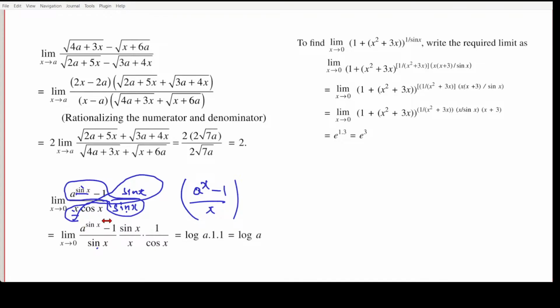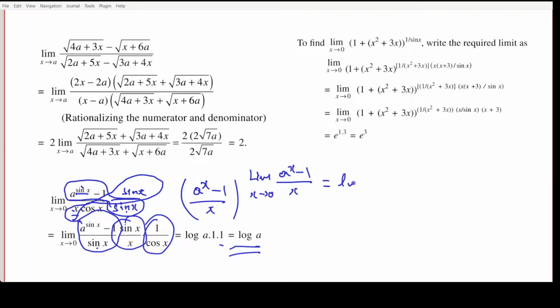Now we can substitute. We know this part is 1, this part is ln a, this part is 1, and this part is 1. That's how we got this. Understood? So we have used this one, a power x minus 1 by x. This is the standard form. The limit as x tends to 0 is ln a.